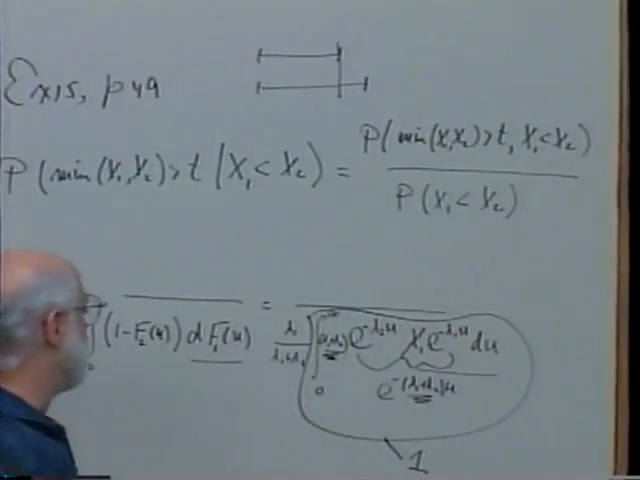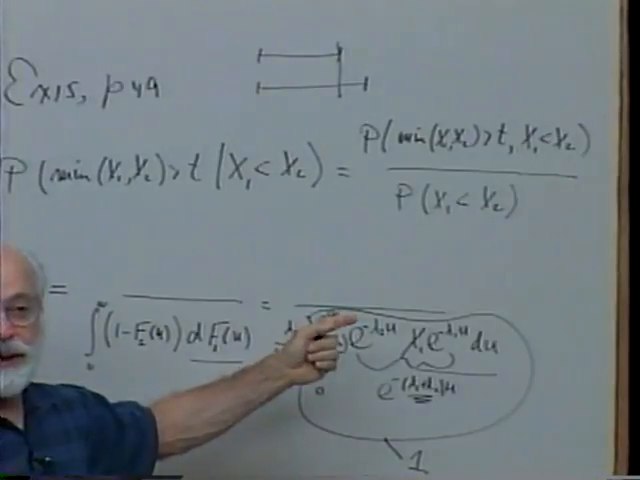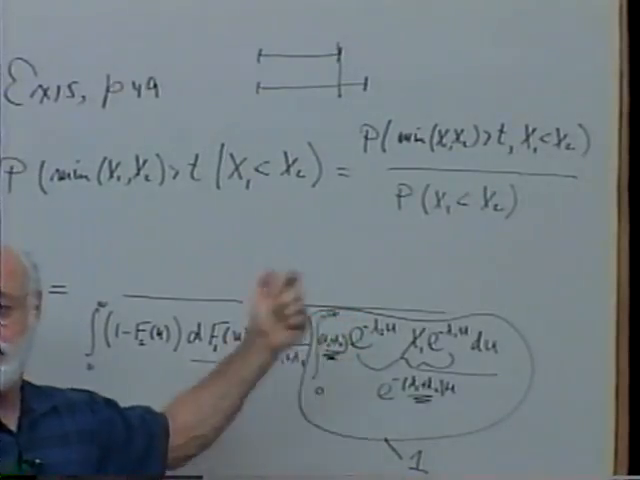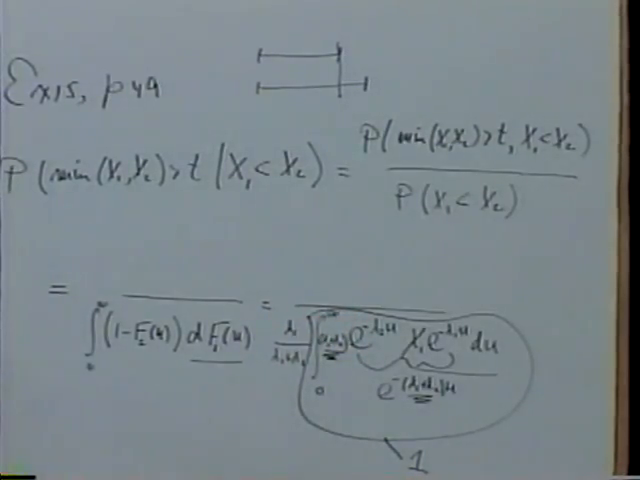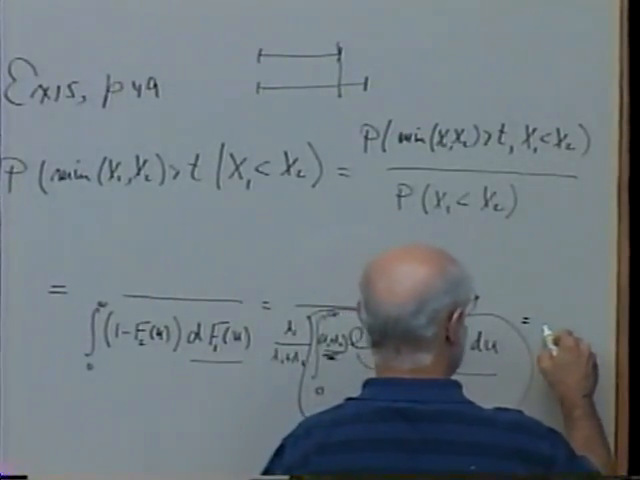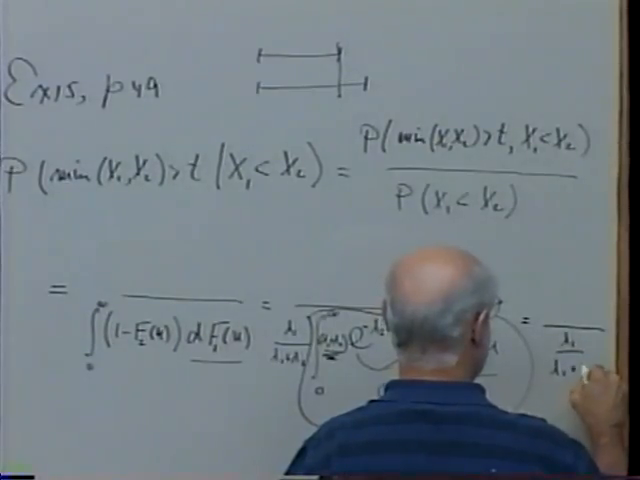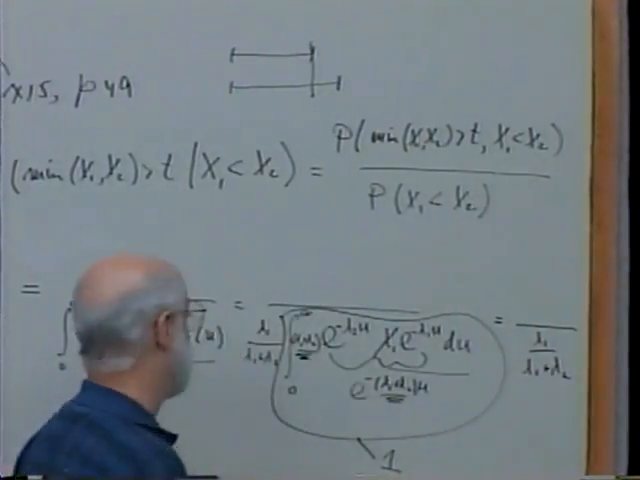Of course, I didn't really have to go through this little trick. I could have simply integrated it. But this allows me to integrate it by recognizing things rather than by doing arithmetic. So the value of the integral is 1, which means that the denominator is lambda 1 over lambda 1 plus lambda 2. And in fact, this is a rather nice result.